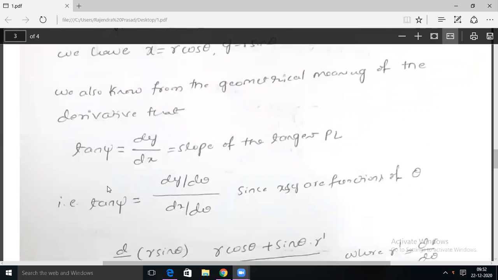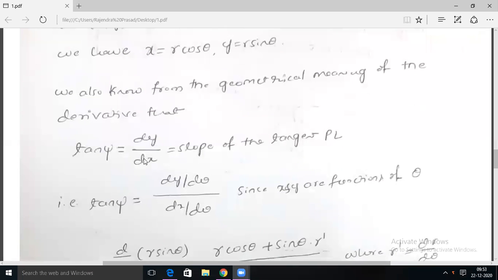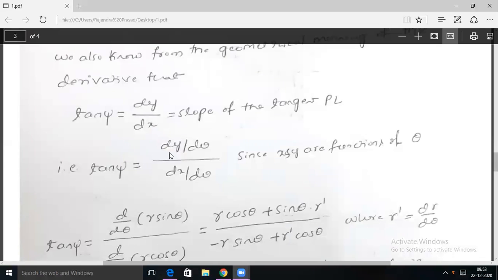So tan psi is equal to dy by dx, this can be written as dy by d theta upon dx by d theta. Obviously dy by d theta upon d theta by dx, so d theta gets cancelled. Obviously we have here dy by dx. So we can write it in this way without any problem, because even if d theta cancels, again we get dy by dx, right? So tan psi is equal to dy by d theta upon dx by d theta.